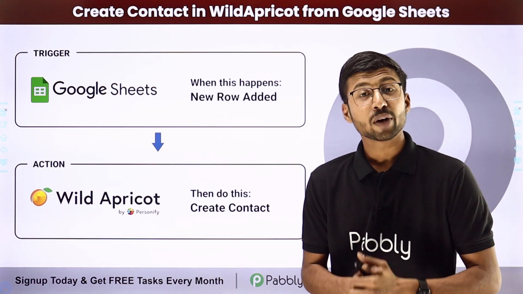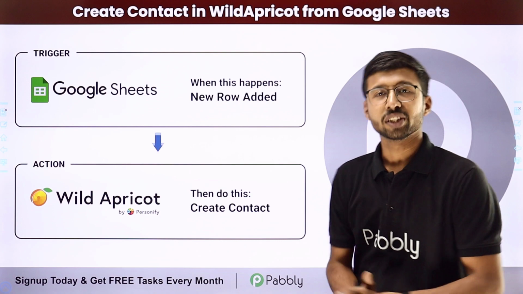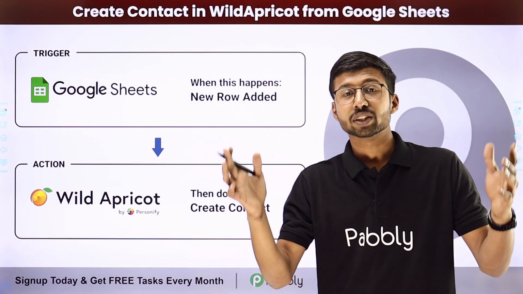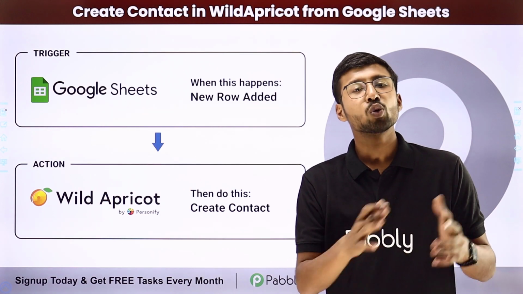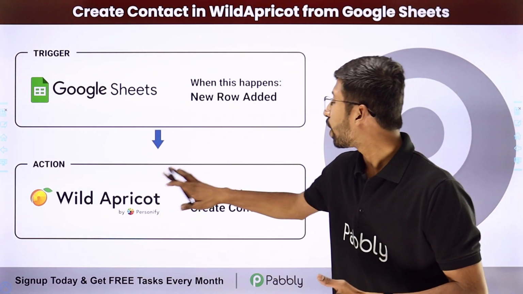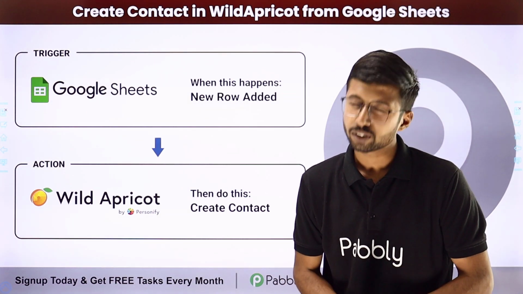So in this video, we are going to learn how to create a contact in WildApricot from Google Sheet. Now suppose, guys, from various sources you are adding new contact details into your Google Sheet and you want to add those same contacts into WildApricot as well. So let me tell you, you can completely automate this process.